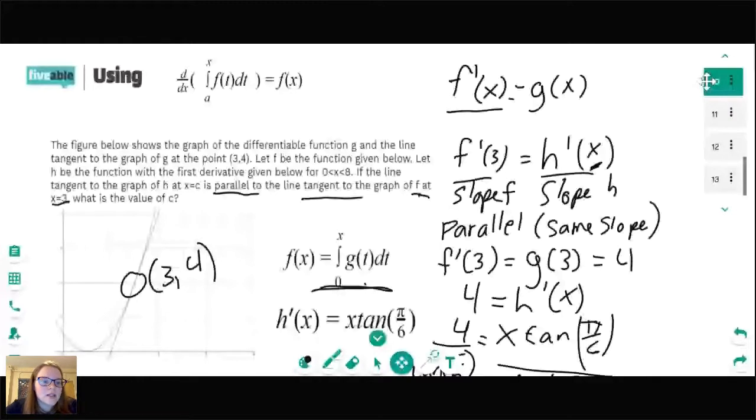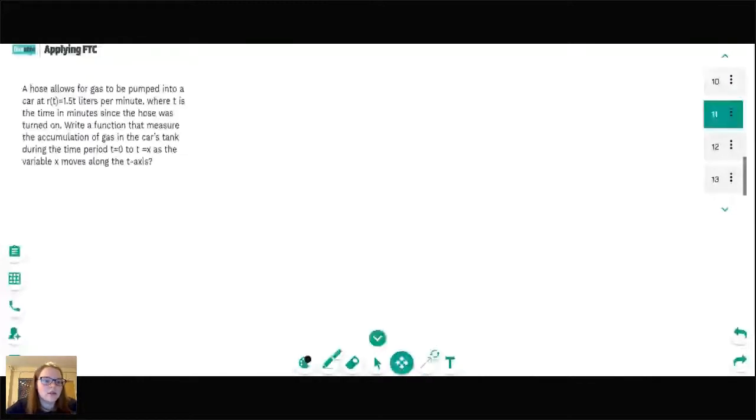A hose allows for gas to be pumped into a car at the rate R of t, sorry, that should say rate, R of t equals 1.5 liters per minute. But even though it doesn't say rate, we know it's a rate because it says liters per minute, so then it has to be a rate. Where t is the time in minutes since the hose was turned on. Write a function that measures the accumulation of gas in the car's tank during the period t equals 0 to t equals x as the variable x moves along the t-axis. So that's just telling us that x is telling us about the time here.